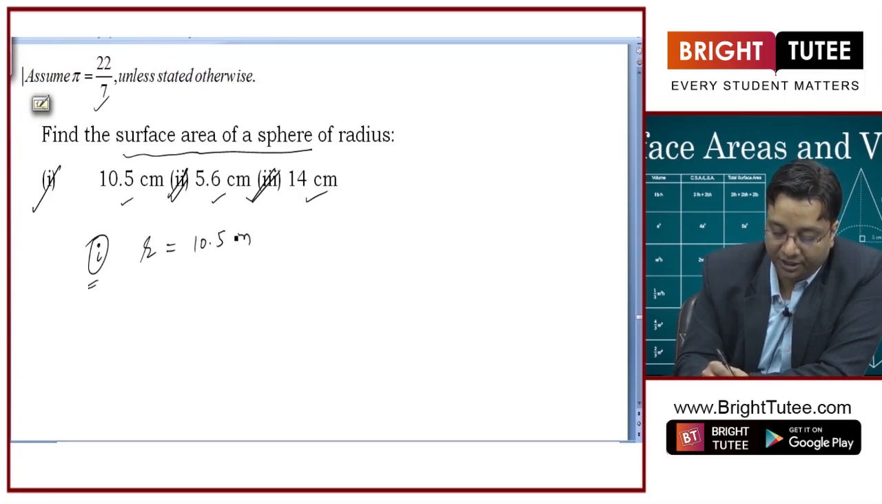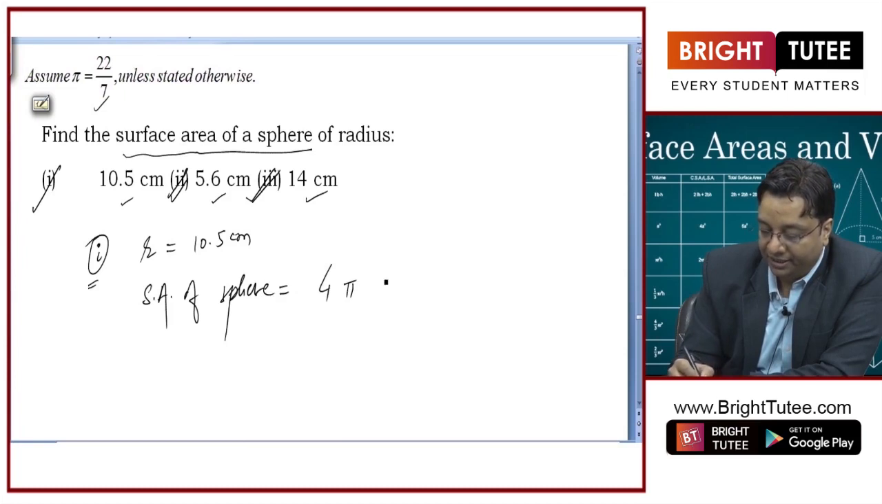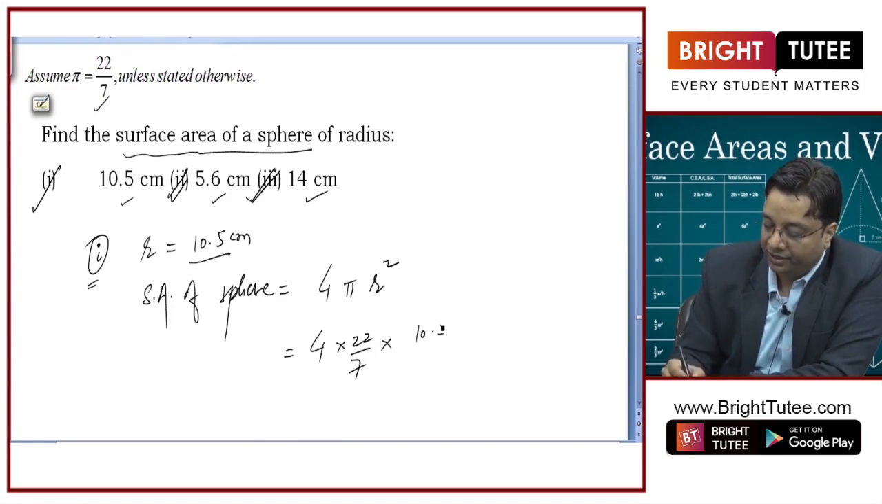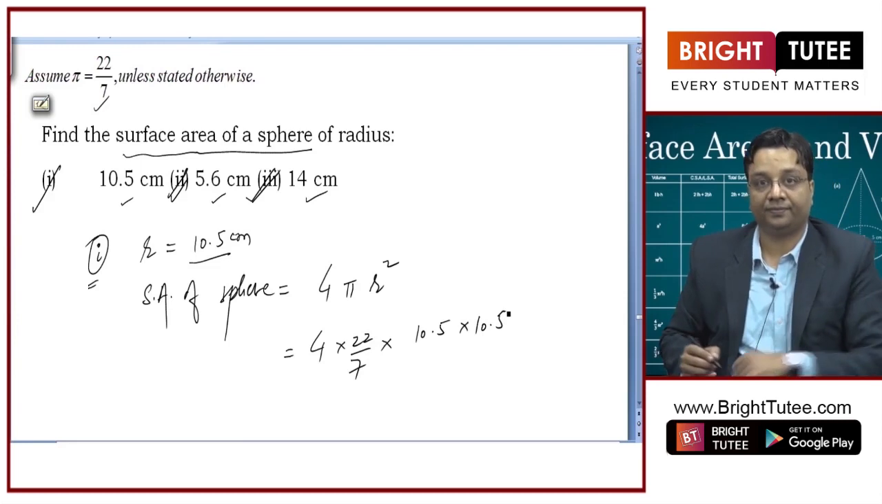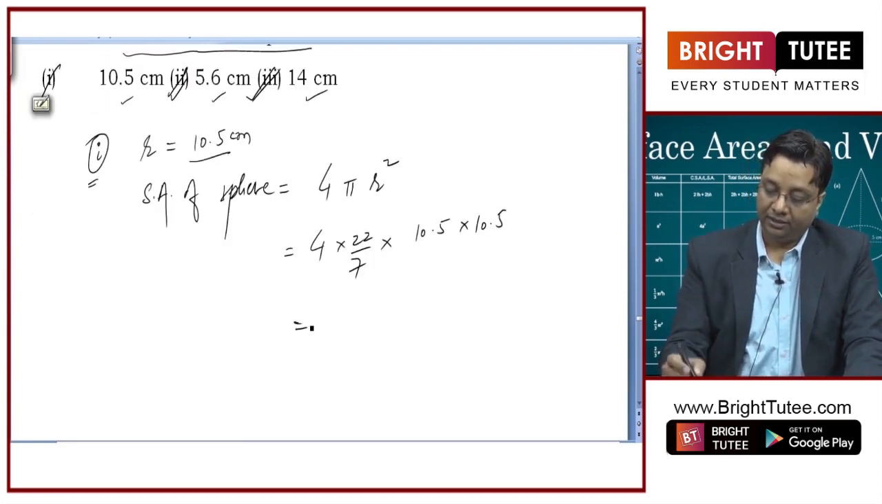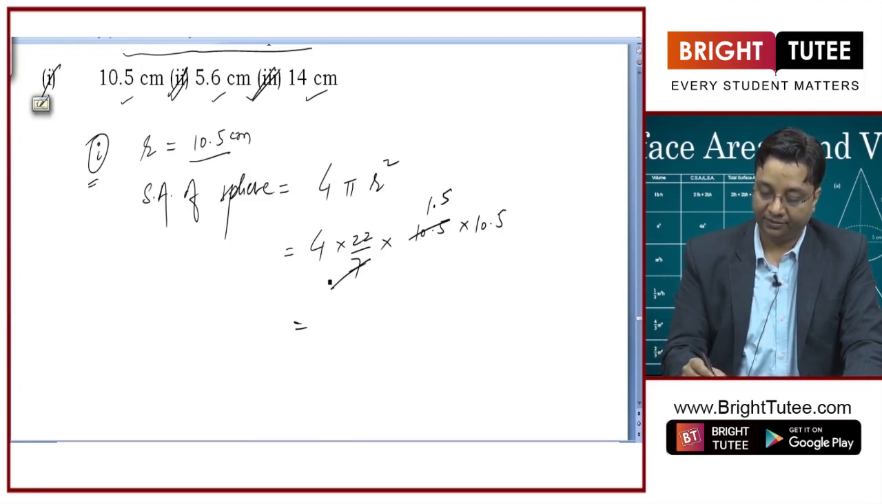Radius is 10.5 centimeter, right? So surface area of sphere is 4 pi radius square. So I can write it as 4 into 22 by 7 into radius square, that is 10.5 into 10.5. Okay. So this will give me 7 into 1.5 is 10.5. Okay. So 4 into 22. Now I can multiply this 4 with 1.5, it will give me 6. So 22 into 6 into 10.5.